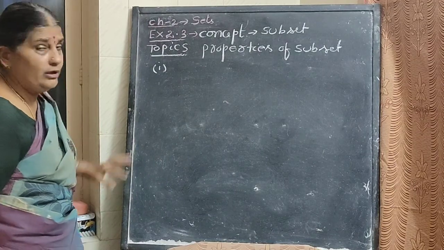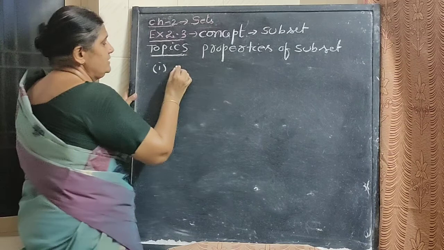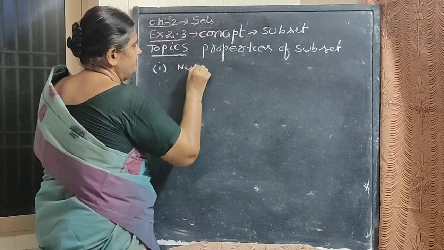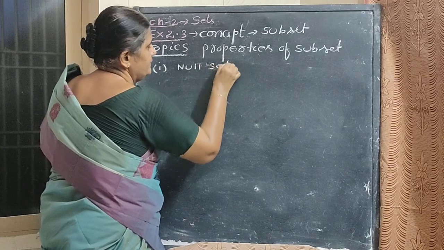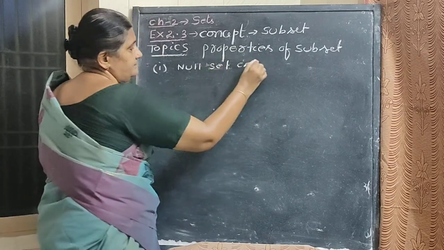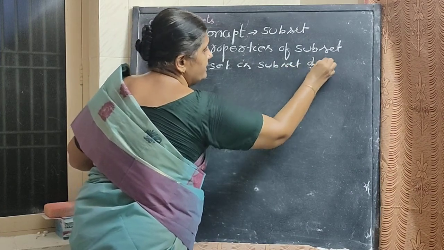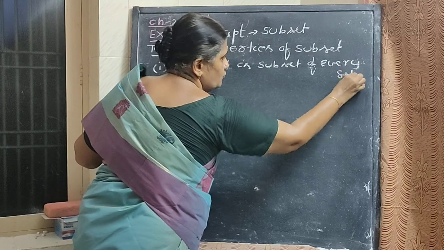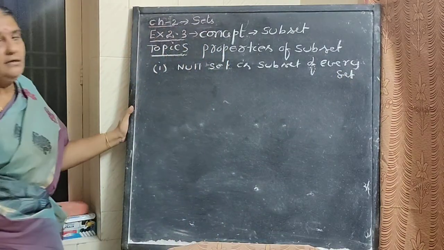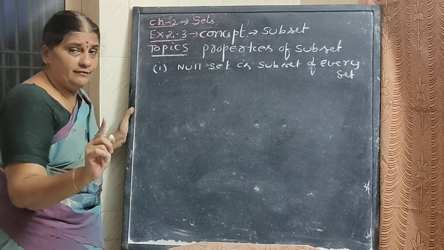Because there are no elements, that's why it is a subset of every set. First one is: null set is a subset of every set. There are no elements, that's why for any set, null set is a subset of every set.